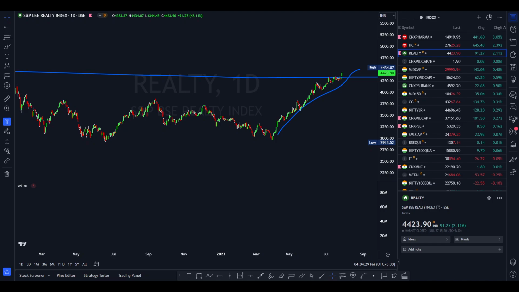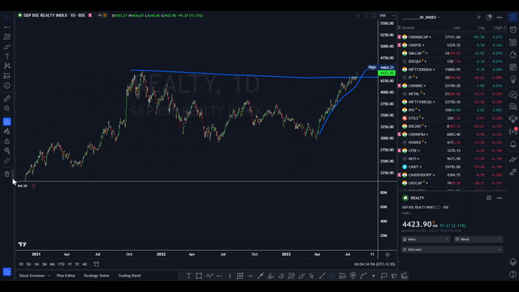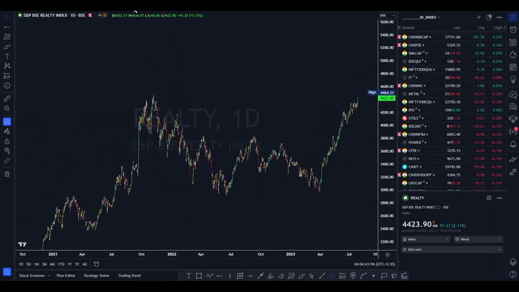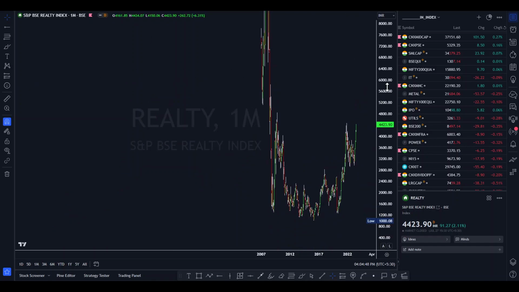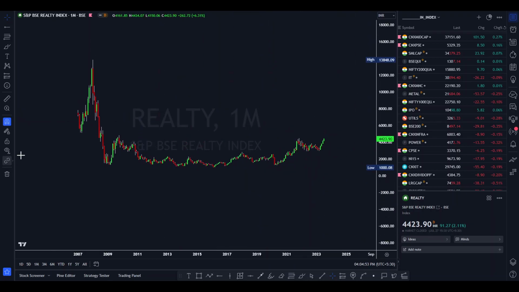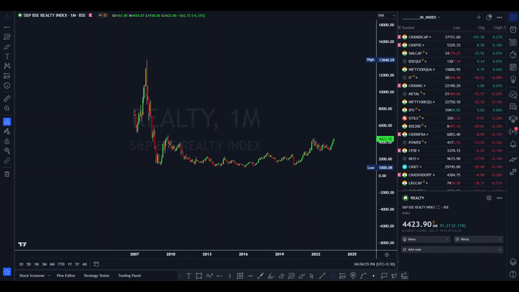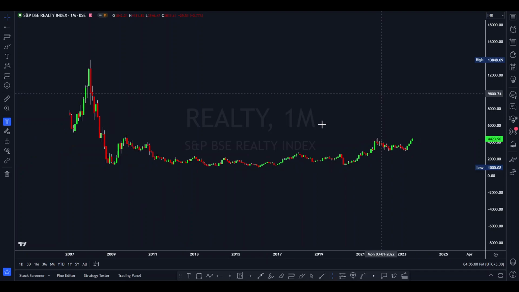Now, let's look at it from the point of view of what is going on in the realty sector. Let me delete these markings so that you have a clear picture. So let's start with the monthly chart, and understand from the big picture perspective so that you know what I'm talking about. I mentioned to you specifically here, and look, this is a monthly chart of the realty index of the Indian market.